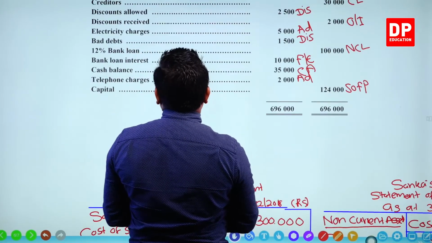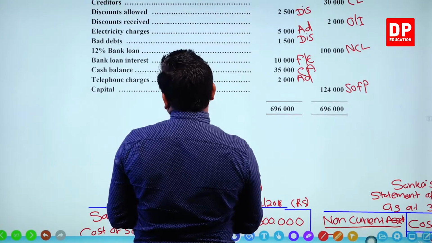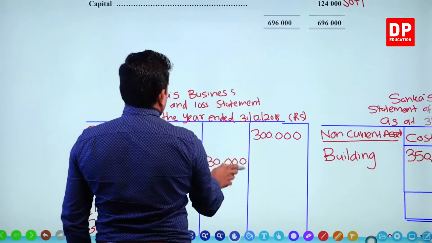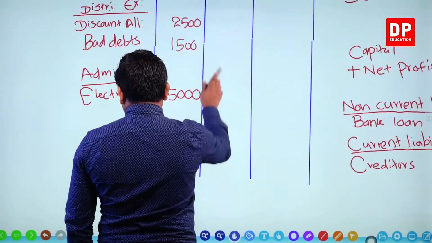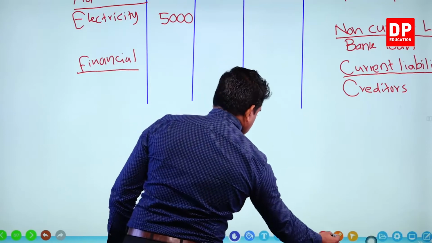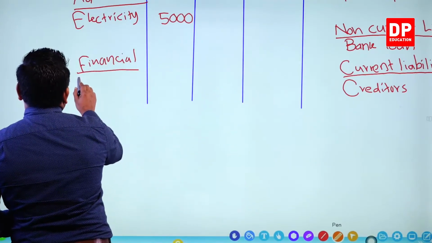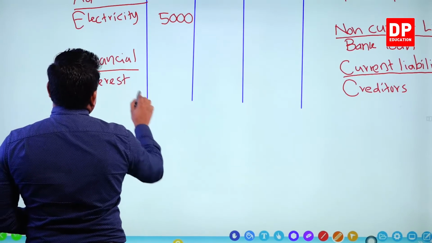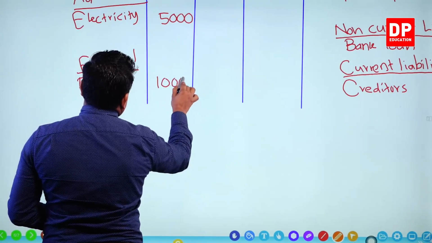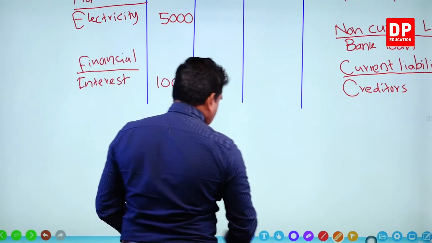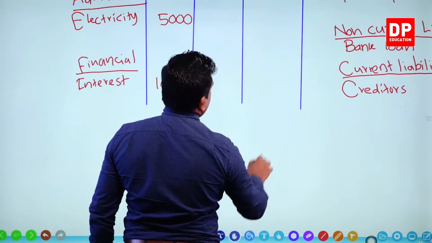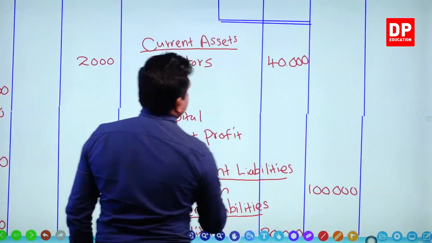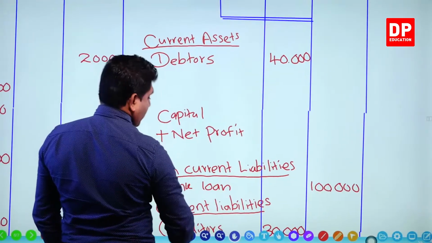Bank loan interest 10,000, cash balance 35,000. Bank loan interest 10,000. Cash balance, remember, cash balance 35,000.